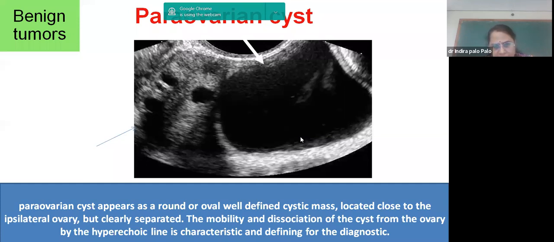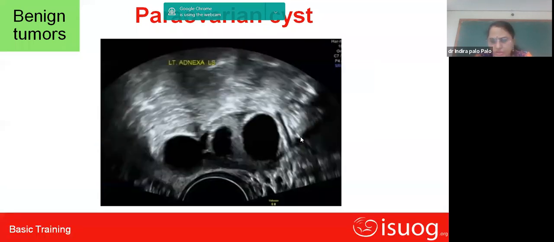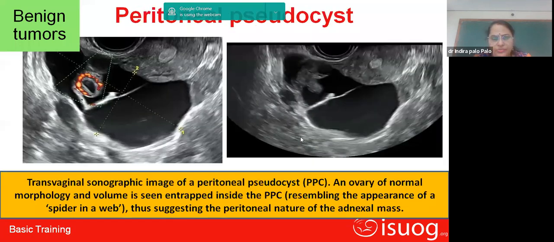So though it initially appears that the mass arises from the ovary, if you look for the crescent sign or sliding sign, you will be able to differentiate whether the mass belongs to the ovary or to the para-ovarian mass. So these are the para-ovarian cysts that can be confused.